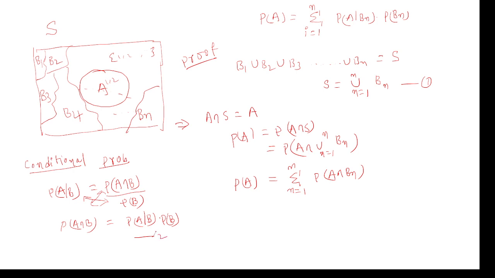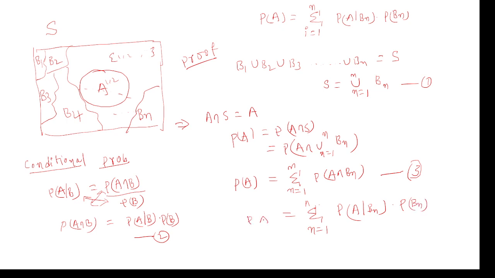Substitute this in the second equation. It can be written as P of A equals sigma n equal 1 to n probability of A given Bn, in the place of B, Bn, multiplied with P of Bn.